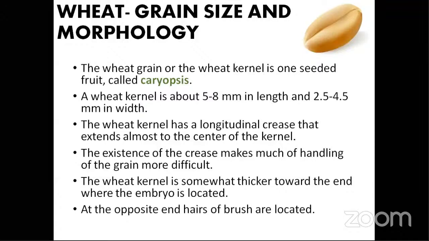And as we see this grain when we take it in hand, we may see that it has a very characteristic feature. It has a crease, as you may see here. This is a grain and this is the crease. This crease goes up to the center of the grain, and this makes it most difficult to handle during the milling practices. So this is a hindrance. Moreover, this grain is quite thicker towards the end where the embryo is present.